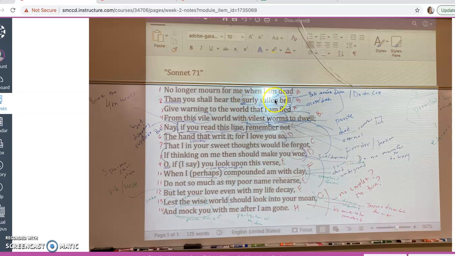Then you shall hear the surly solemn bell. So just so you guys know, during Shakespeare's time, there was a plague, a bubonic plague that was really, really bad. Obviously, everyone was dying. I'm sure you've seen the images of these masked men walking around on the street with these cloaks and giant beaked masks. So it was a big deal back then.